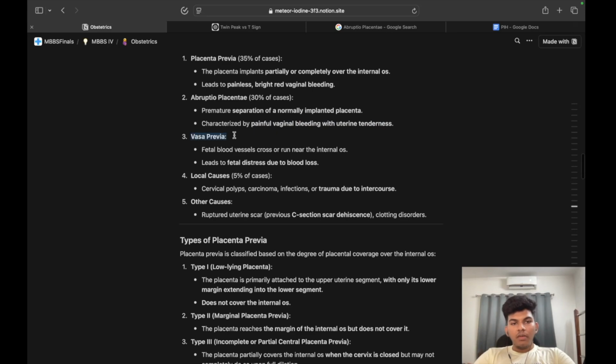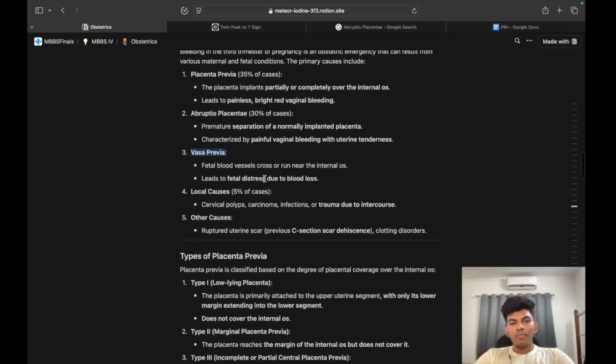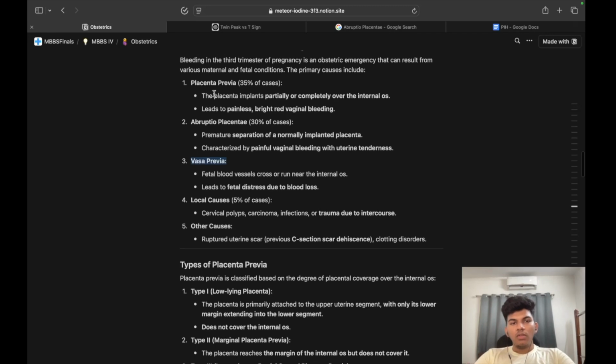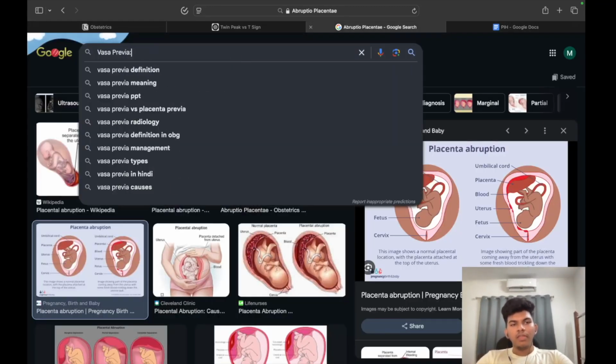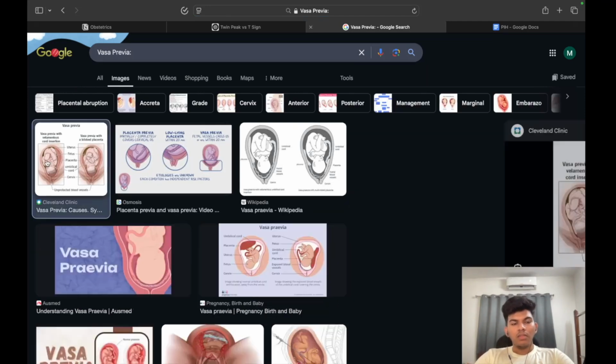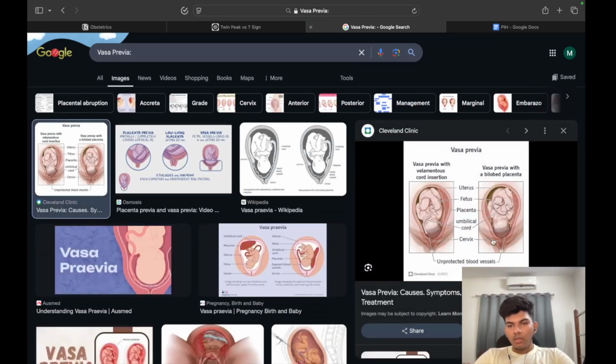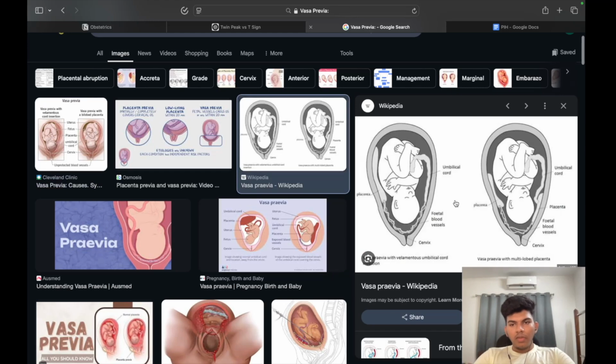Vasa previa, blood vessels that cross or run near the internal os, leads to fetal distress due to blood loss. So same thing, but instead of placenta it is vasa. Vasa meaning blood vessels. So vasa previa, we will look at it for completion's sake, even though it is obvious. Here you can see the blood vessels that are running just above the internal os.